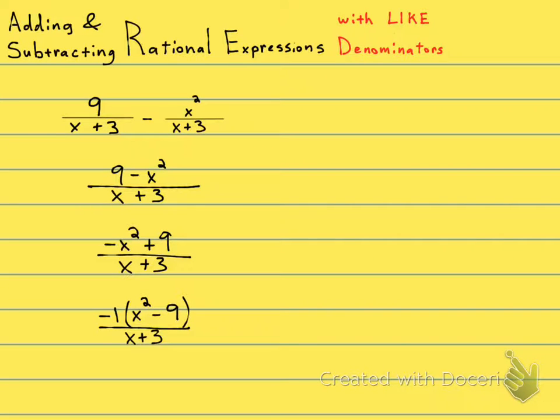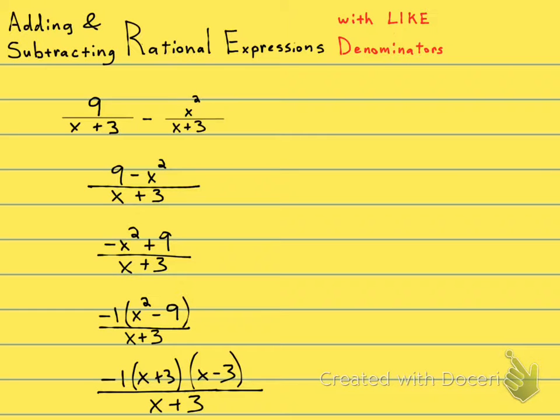Now what do you see? What's this? It's the difference of two squares. So I'm going to factor that, and I'm going to get my conjugates. Here's a negative 1. That just comes down. Let's do the conjugates. X squared minus 9 is x plus 3, x minus 3. Put it over the denominator.